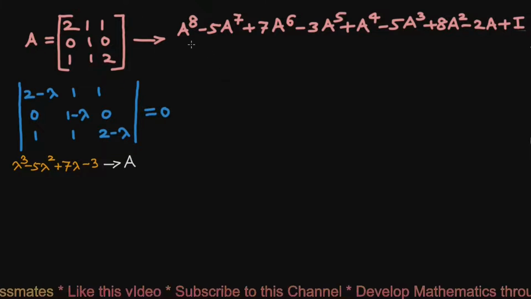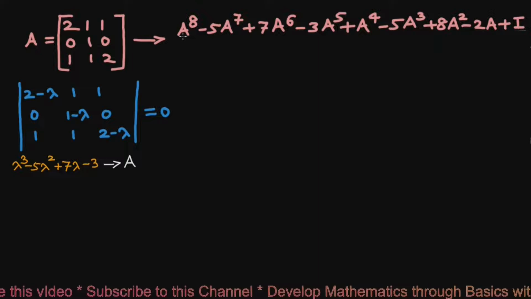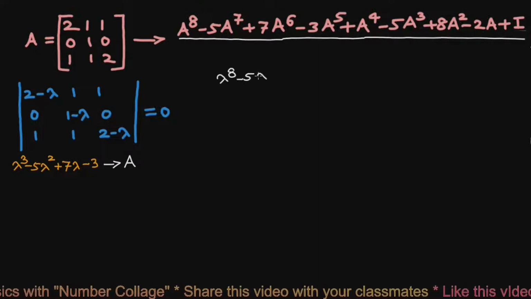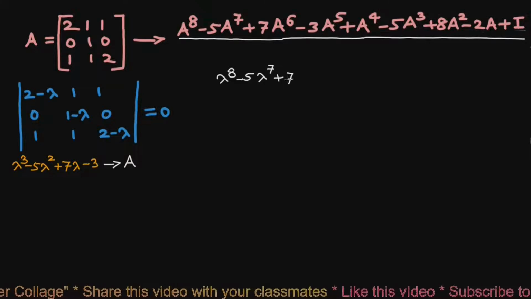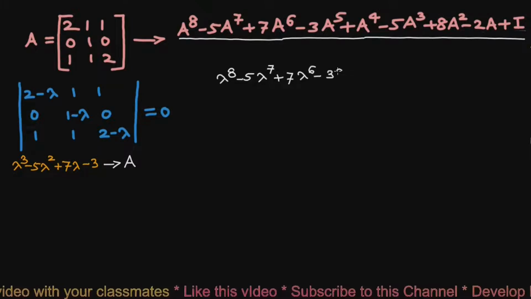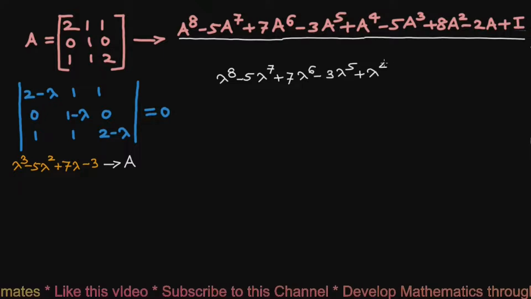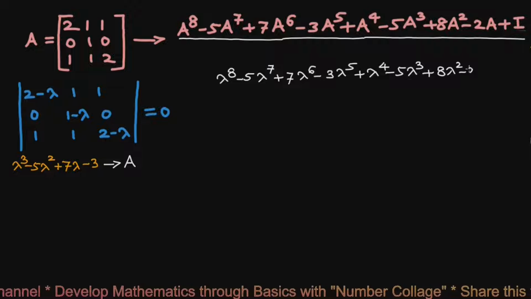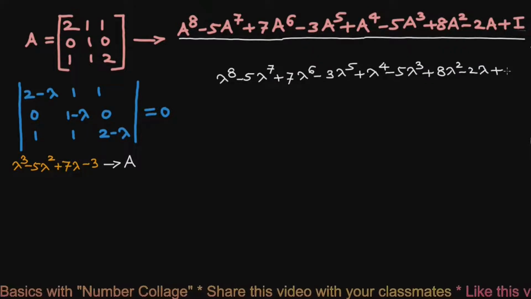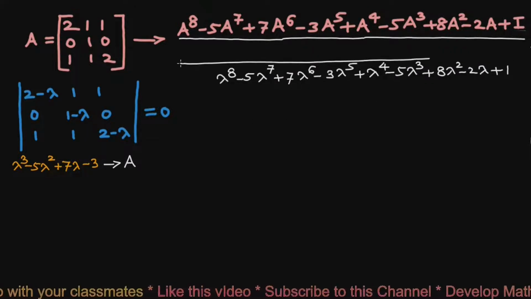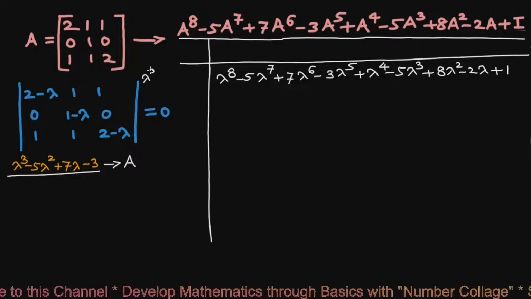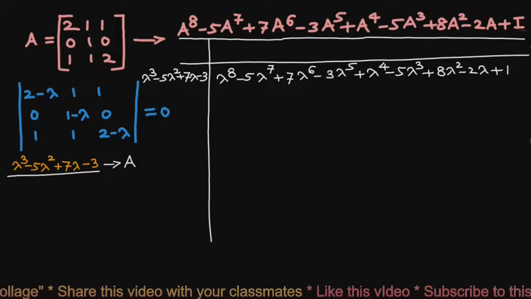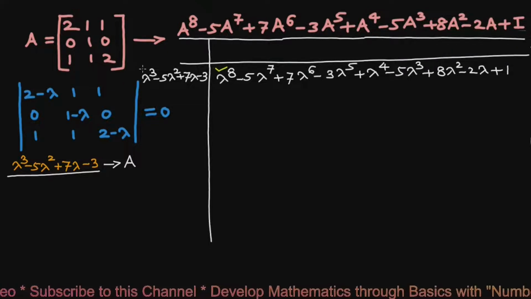Now, after replacing A with lambda in this expression, that is lambda^8 - 5 lambda^7 + 7 lambda^6 - 3 lambda^5 + lambda^4 - 5 lambda^3 + 8 lambda^2 - 2 lambda + 1, writing 1 in place of I, we will divide it by lambda cube minus 5 lambda square plus 7 lambda minus 3. To start, we divide lambda raised to 8 by lambda cube.